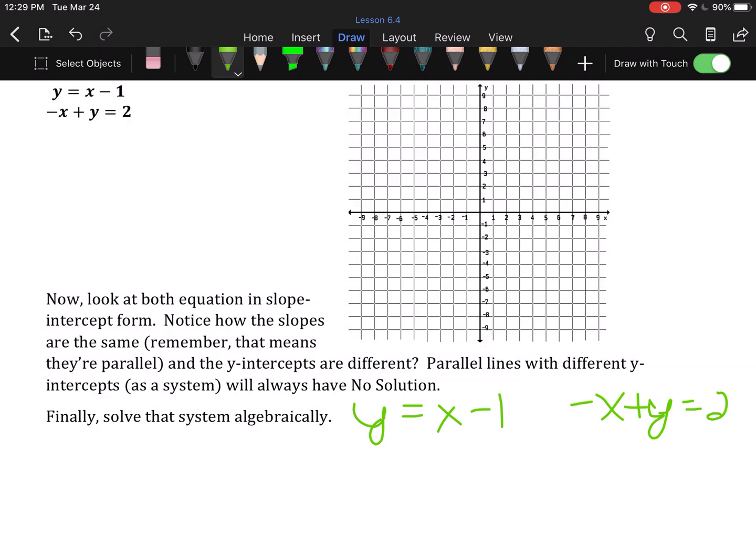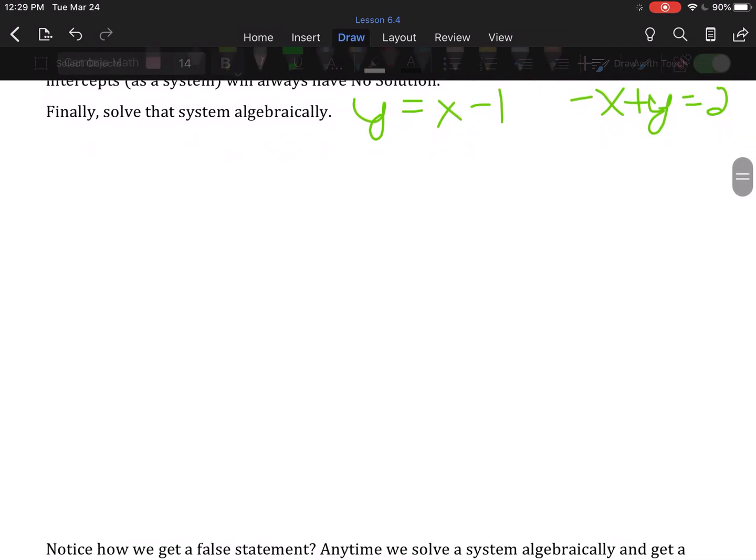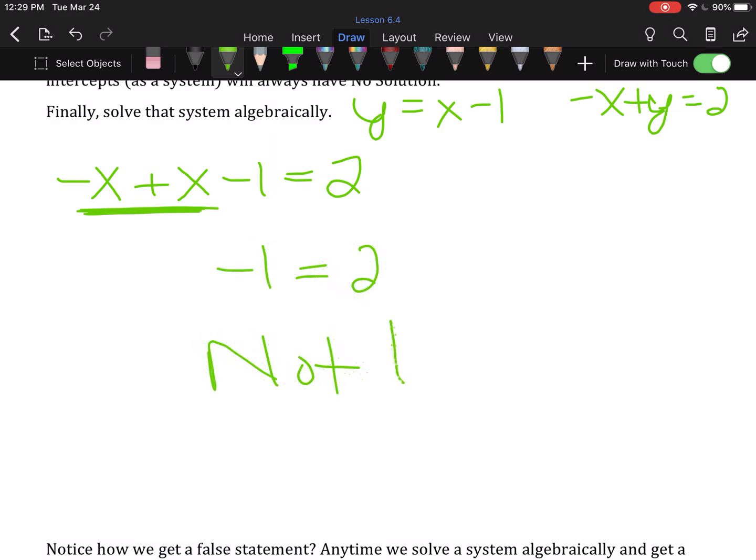Alright, so let me slide this up so I've got room to work. This system is meant to be solved using substitution. I know that because one of the statements has y equals. So in the second equation, negative x plus y, instead of plus y, I'm going to put plus x minus 1 equals 2. I'm going to substitute. Combine my like terms, which are those two right there. Negative x plus x cancels. It's 0. So negative 1 equals 2. That, my friends, is not true. And when you get a false statement, your system has no solutions.